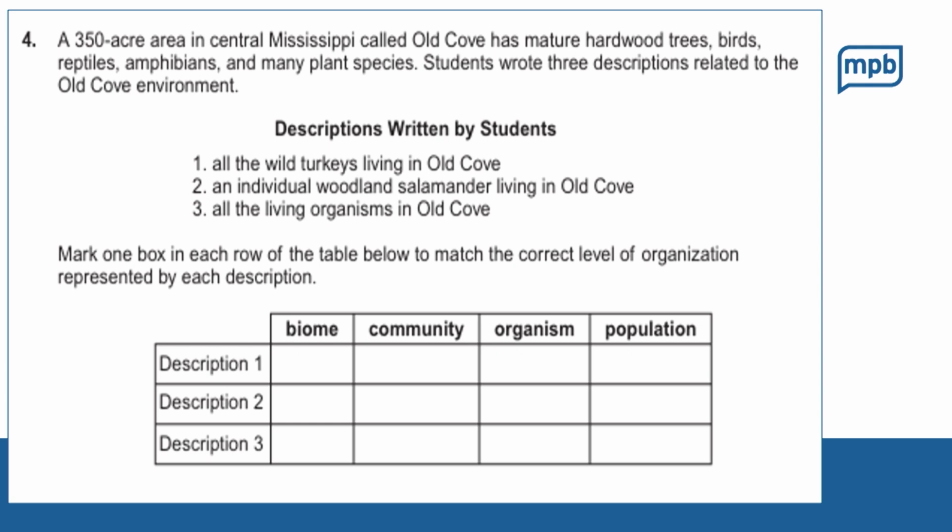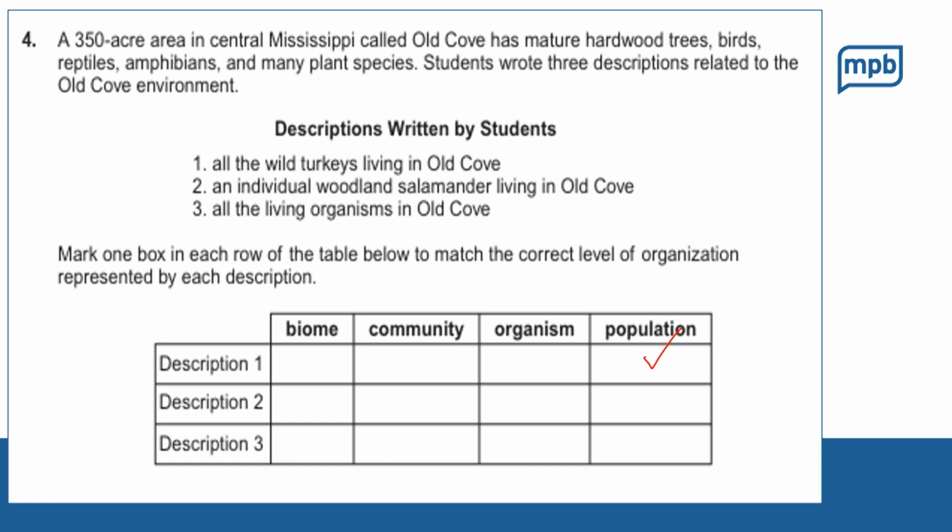All right, the first description, number 1, says all the wild turkeys living in Old Cove. Would that be a biome, a community, an organism, or a population? Well, because it's one species, the wild turkeys, and they're all living in the same area, Old Cove, that means this is going to be a population. So population is what we should mark off for this one.